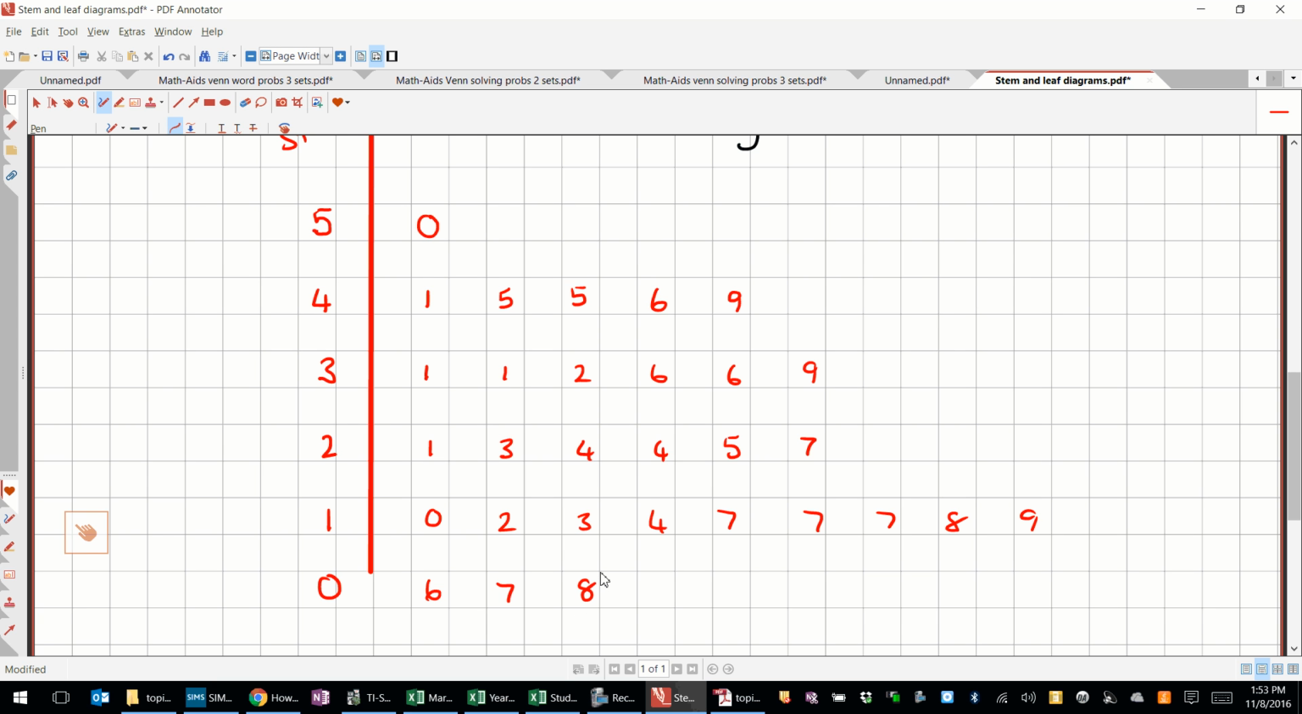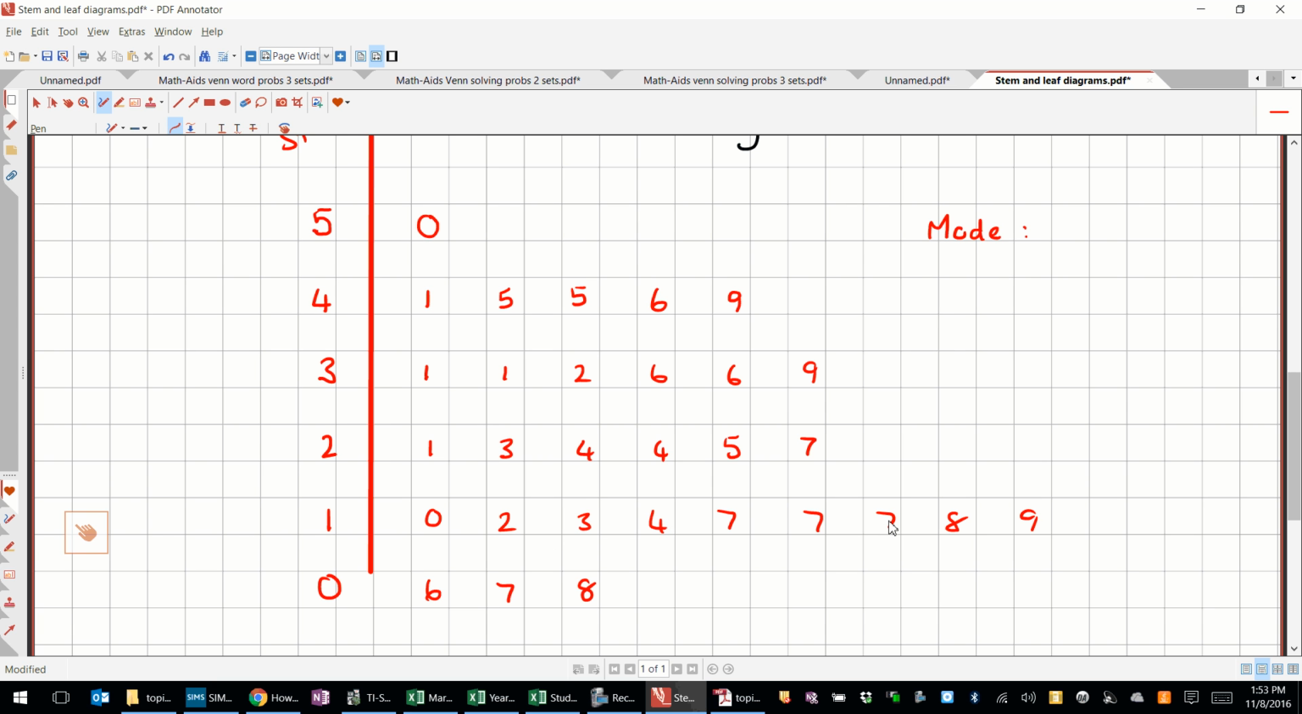Now, I'm going to ask you some questions using your stem and leaf diagram, to see whether you get it. First of all, can you tell me what the mode for these math scores would be? Sierra? 17, because there's 3 17s. Okay, so there's 3 17s.